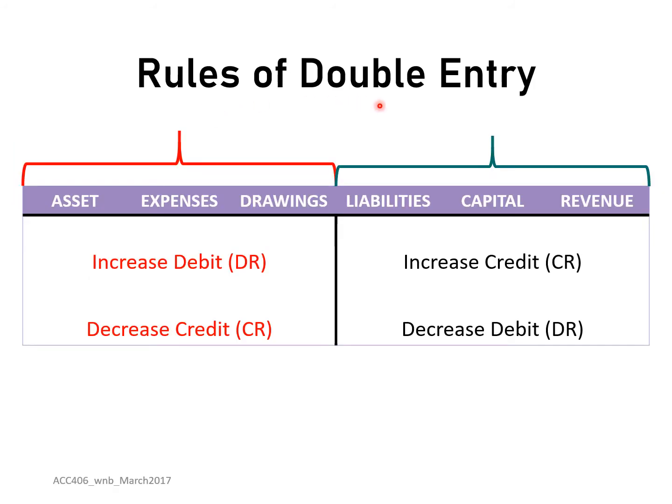This is the rule of double entry. For asset, expenses and drawings, if you want to increase the amount, you debit it, and to decrease the amount, you credit it. For liability, capital and revenue, if you want to increase, you credit, and if you want to decrease, you debit. The same rules apply when you do the T account. So these are the rules of double entry, the basic ones.